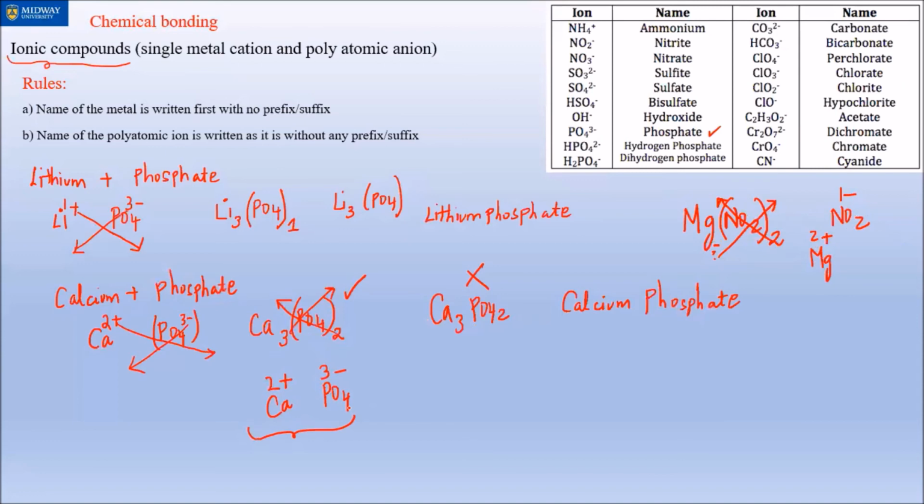So without further delay, in the next video I'm going to talk to you about transition metal compounds, both single metal cation and single anion, and single metal cation and polyatomic anion. Right? So stay tuned.